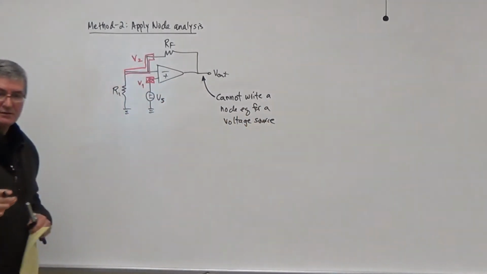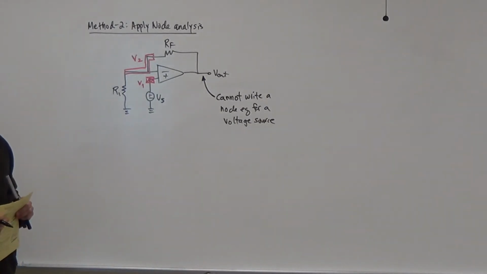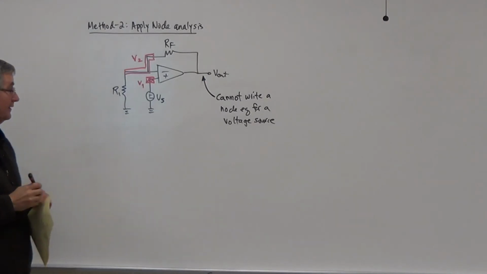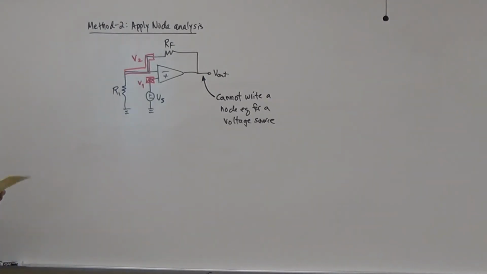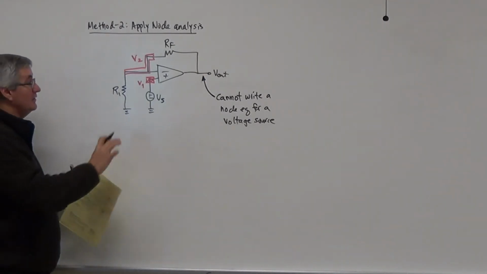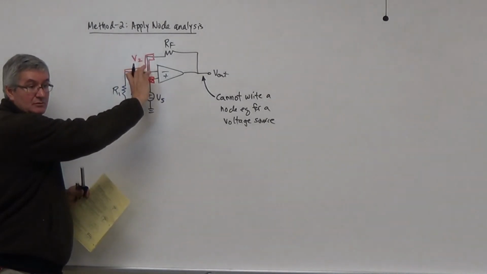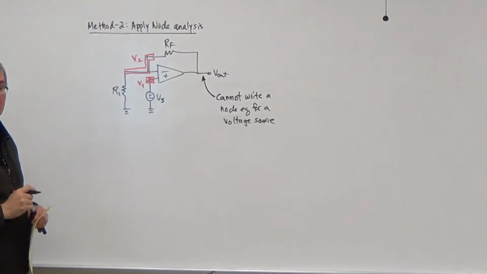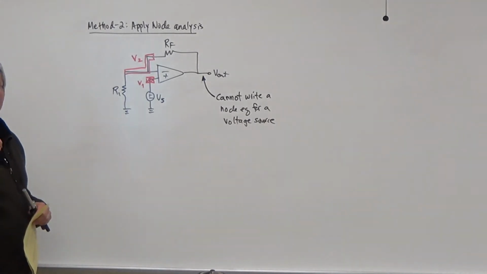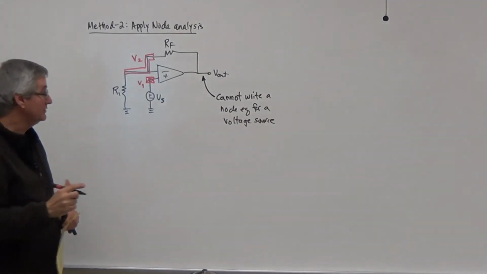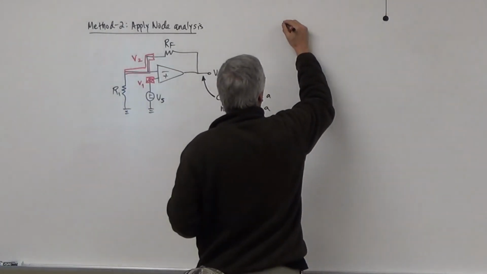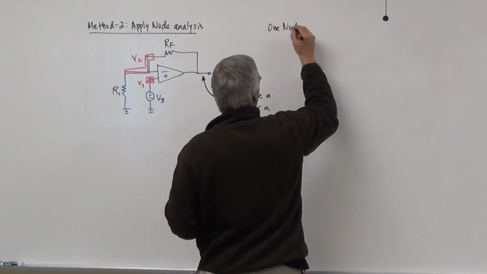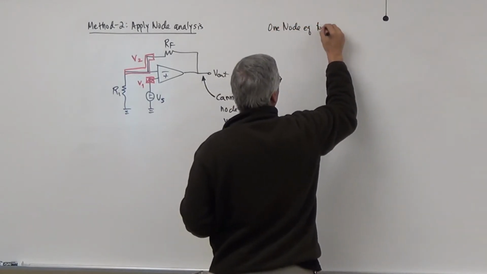What we do is write node equations for the nodes around the voltage source. When you look at the nodes, there are two nodes, but the voltage source gives me one node equation. So I have two equations, and one source gives me one node equation. This immediately says that I have one node equation to solve.